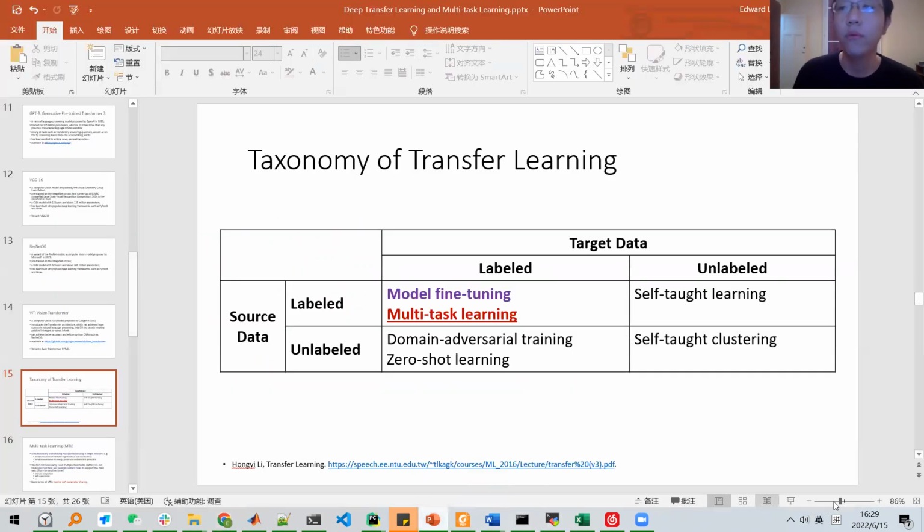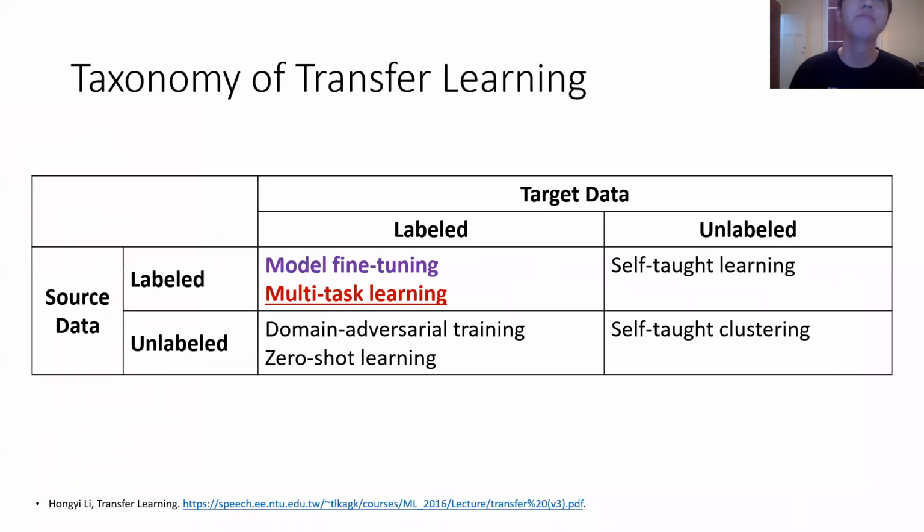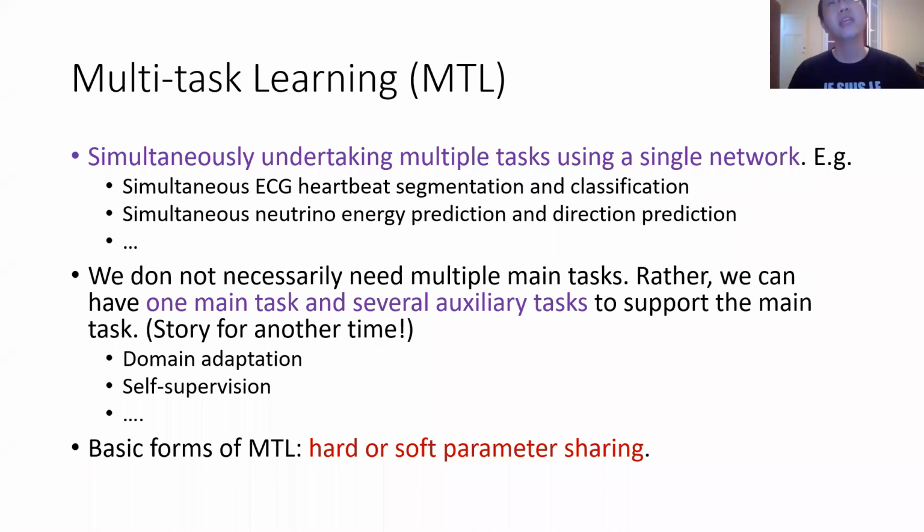Okay, so if we have no more questions, let's go into the second part, which is multitask learning. So what does multitask learning mean? It means simultaneously undertaking multiple tasks using a single neural network.